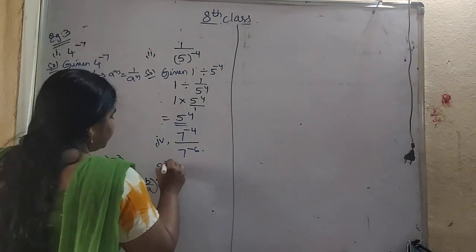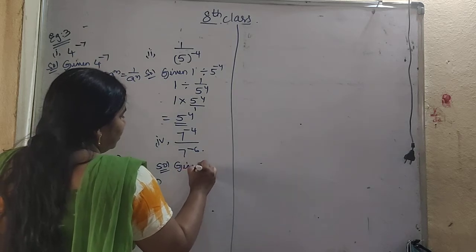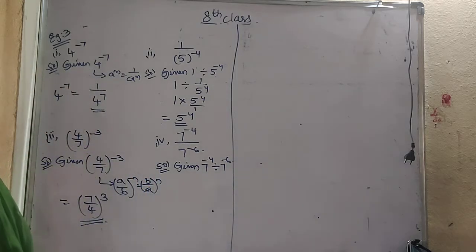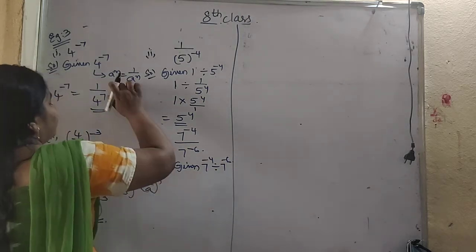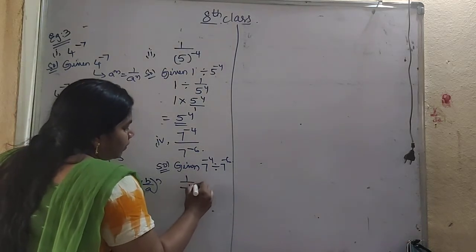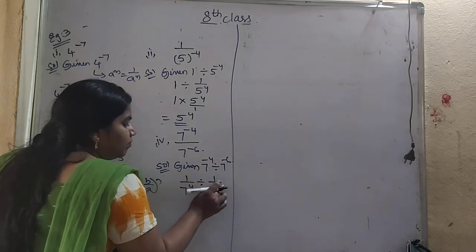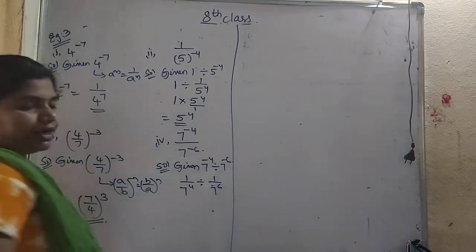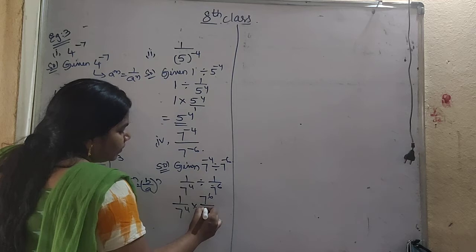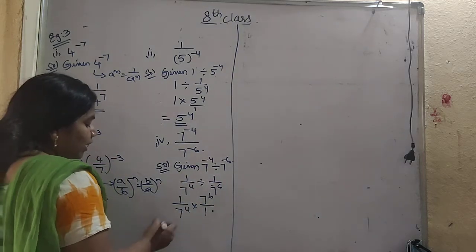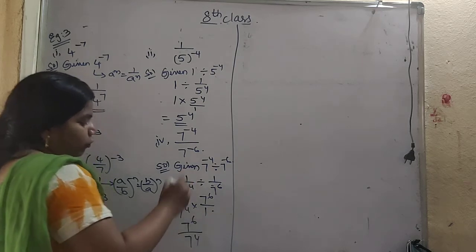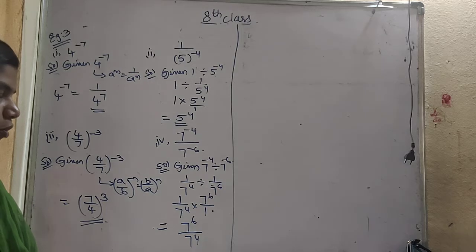And the last one, given, I am writing it in the form of division: 7^(-4) divided by 7^(-6). Again these two are in the form of a^(-n), that is 1 by a^n. So we can write 1 by 7^4 divided by 1 by 7^6. Division will be converted to multiplication and the second term will be the reciprocal. So 1 into 7^6 is 7^6, and 7^4 into 1 is 7^4. Both the powers are converted to positive powers.